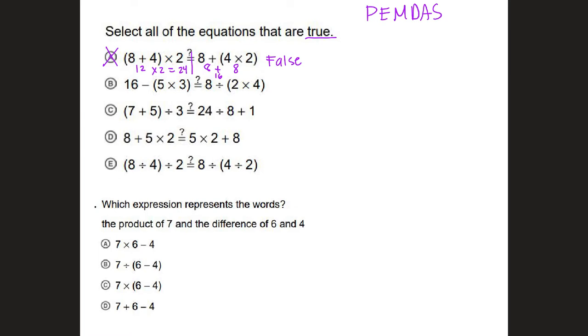Looking at B, there's my equal sign. I have parentheses, 5 times 3, 15. I bring the rest down. 16 minus 15 is 1. I barely have space for it. I'm sure you also barely have space for it. So I go to the other side. 2 times 4 is 8. And then I bring the rest down. 8 divided by 8 is also 1. So this is true. They are equivalent. So I will select B.